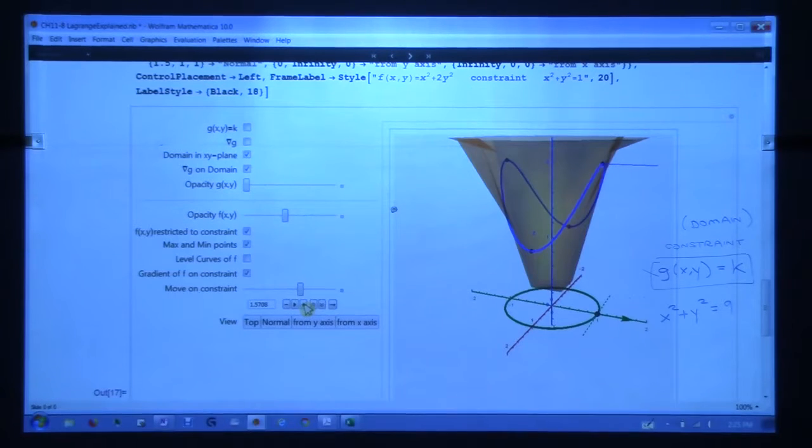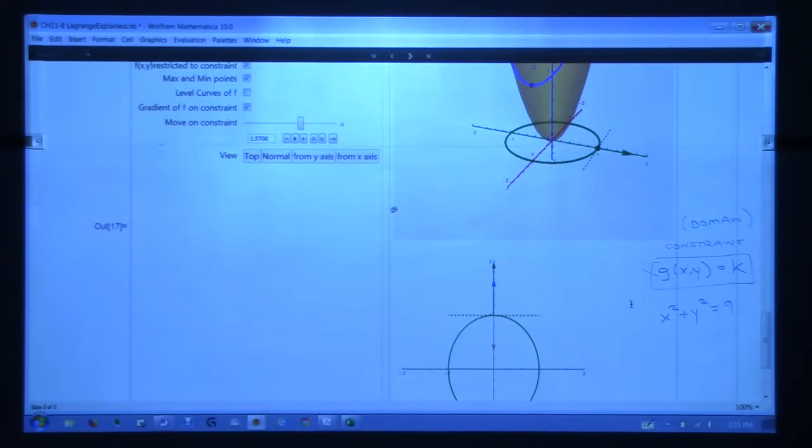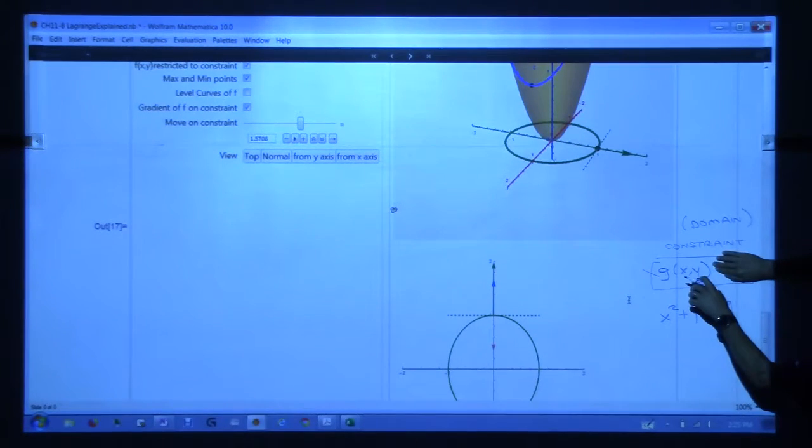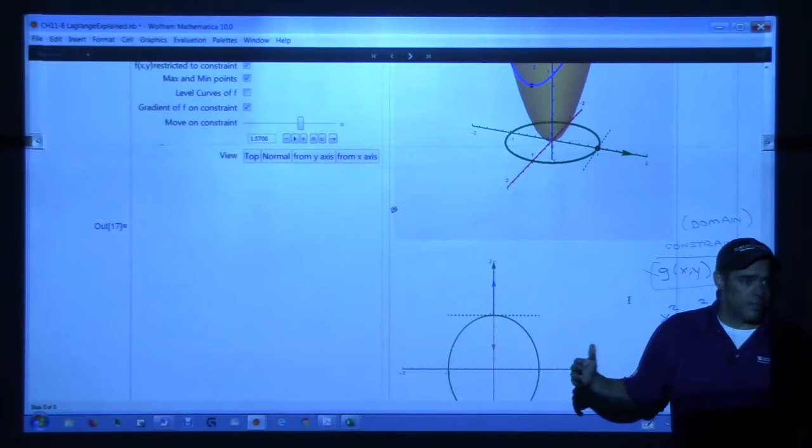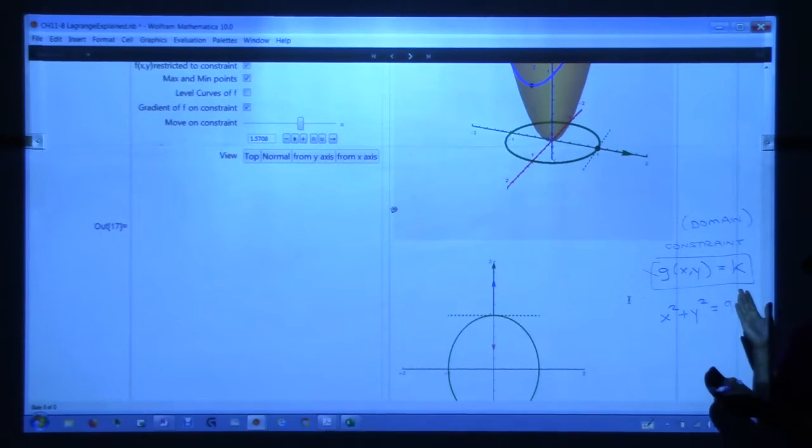I think I'm pretty close to being at the max there. Let me come down. Oh. What happened? The gradient of this thing is parallel to the gradient of the surface I'm trying to maximize. So at the maximum point, our two gradient vectors are parallel, right?